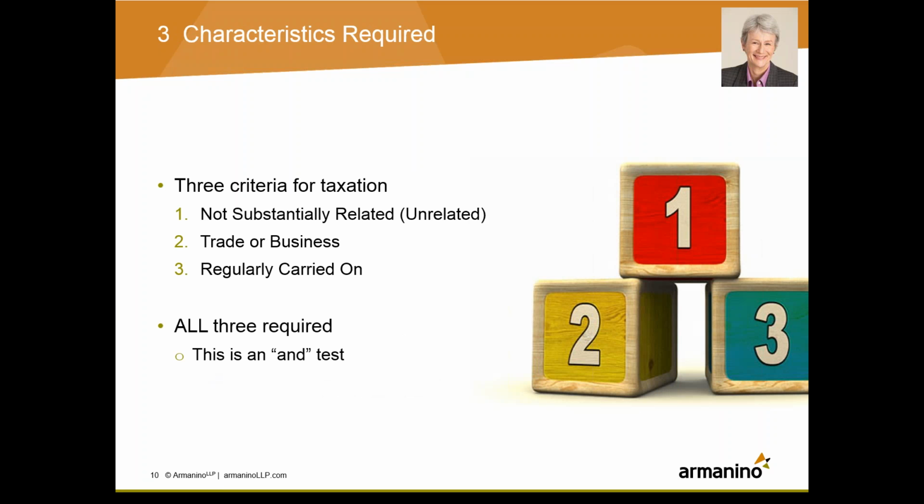Those criteria are that the activity not be substantially related to the organization's exempt purpose, that it qualifies as a trade or business, and that it's regularly carried on. And all three of those elements are required. If we're missing even one of those, then we don't have unrelated business income.